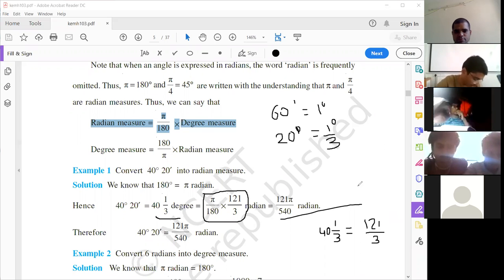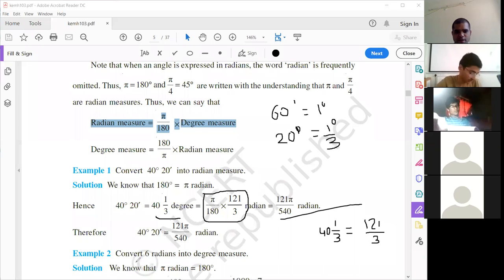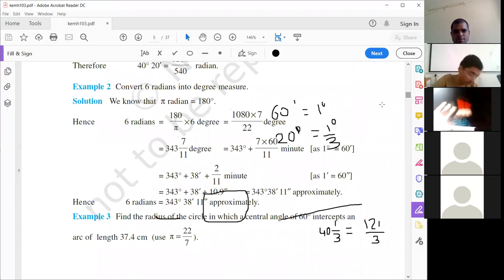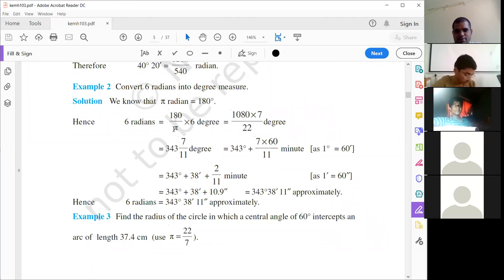Prabhuji, 378 by 11. The second one: 6 radians into degrees. 1080. Prabhuji, 3780 by 11. Here I am getting 343 as the answer. Where is the mistake? I will check, Prabhuji. It was a multiplication mistake. Sorry.